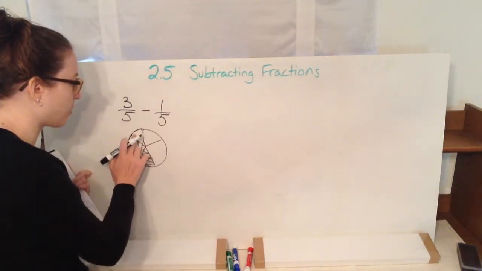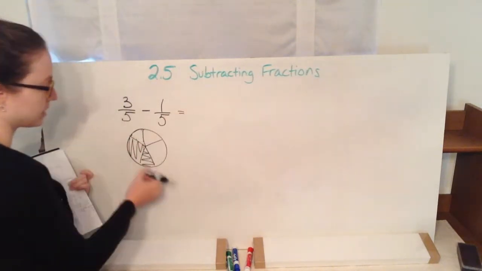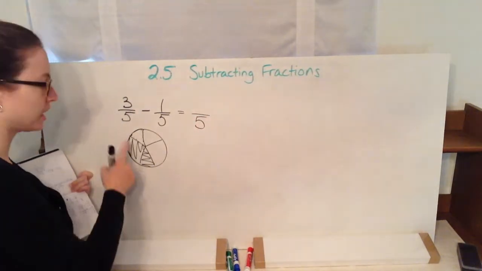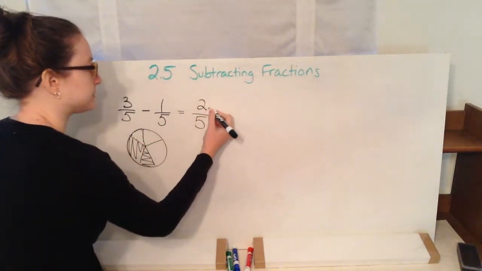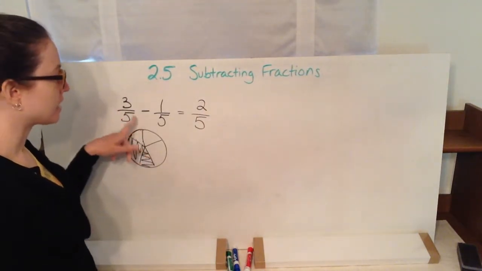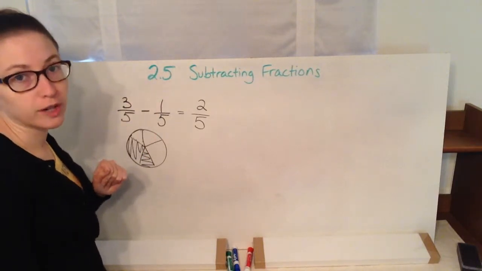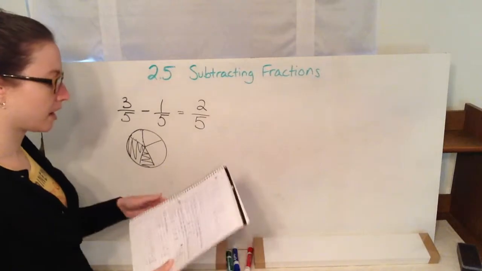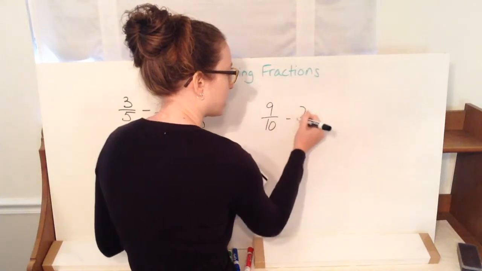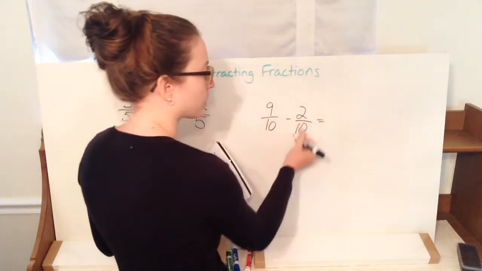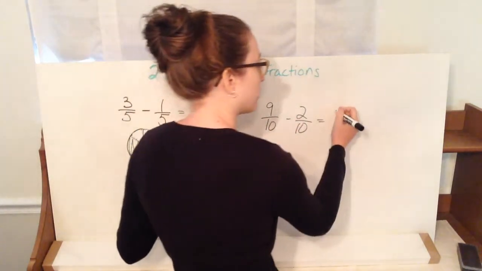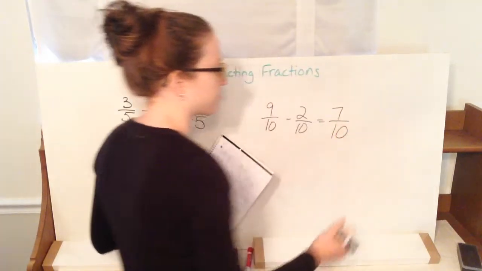So when I take that 1/5 away, we can look and see the size of my pieces have not changed, so it's still out of 5, but how many are shaded now? There's 2. Hopefully you remember this process from adding. If the bottoms are the same size, we simply do the operation with the numerators and keep the same denominator. Another example would be like this: 9/10 minus 2/10. Because we're comparing pieces that are the same size, we do 9 minus 2, and we know that we would have 7/10 left.